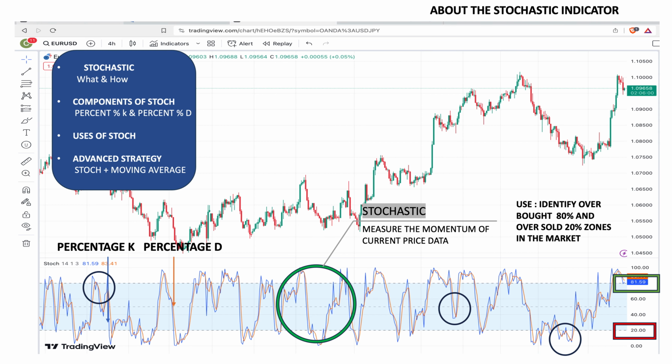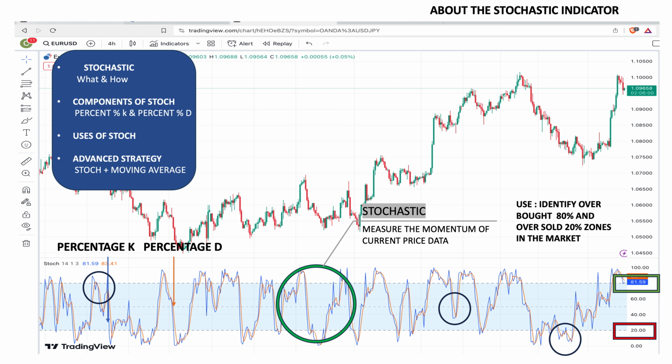So we're going to dive deeper into what a stochastic is and how to use it, the components of a stochastic, the uses of a stochastic, and advanced strategies on how you can implement a stochastic plus a moving average.